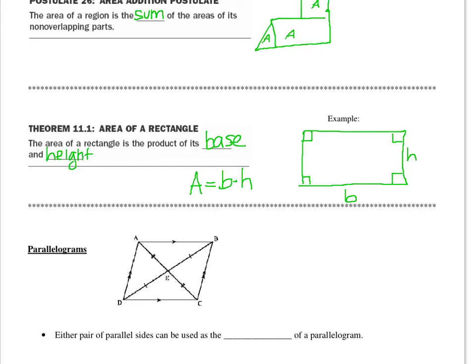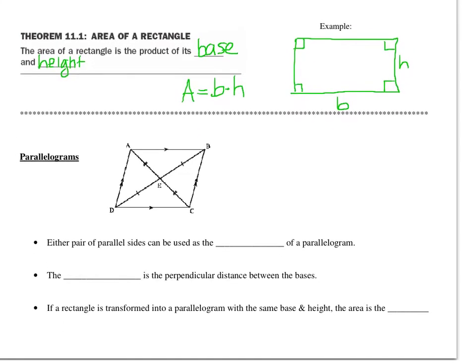And then our next shape here for this lesson is parallelograms. So here's a picture of a parallelogram. Opposite sides are congruent. We've already studied parallelograms a little bit here this trimester. It says either pair of parallel sides can be used as the base. So you can use either pair as the base, but the height is the perpendicular distance between the bases. So whatever 2 bases you pick, the height has to be perpendicular between those 2.